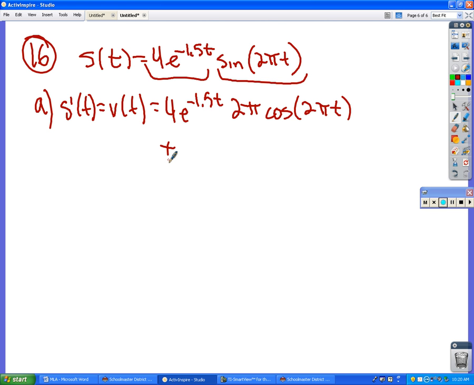Okay, so that's the first one times the derivative of the second. Now we have to go plus the second times the derivative of the first. And so you all know that's going to be negative 6 e to the negative 1.5. Could we simplify? Yes. Are we going to? No.